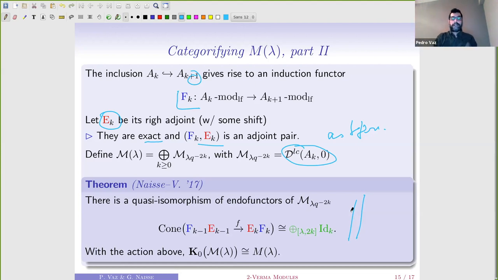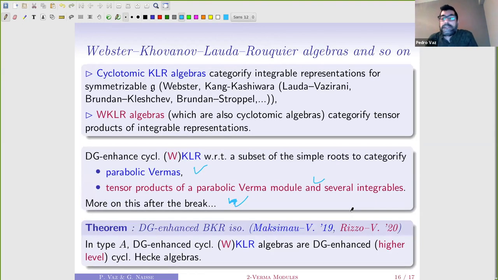Okay, so this can be done with other cyclotomic KLR or WKLR algebras, which are also cyclotomic algebras. We do the same procedure to get DG algebras that we can use to categorify. Well, now we can degenerate. We have a lot of simple roots, so we can degenerate with respect to some simple roots. This gives you a categorification of parabolic Verma modules, or in the case of WKLR algebras, of tensor products of parabolic Vermas and several integrable modules. So Gregoire will explain this a bit further.